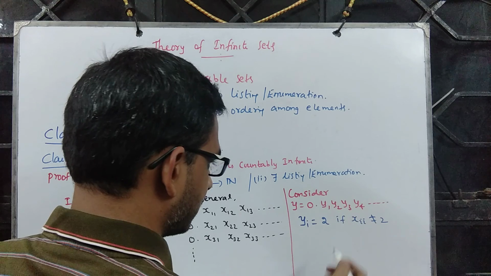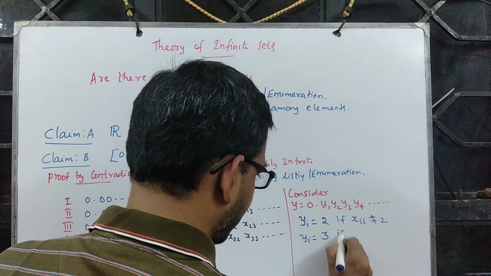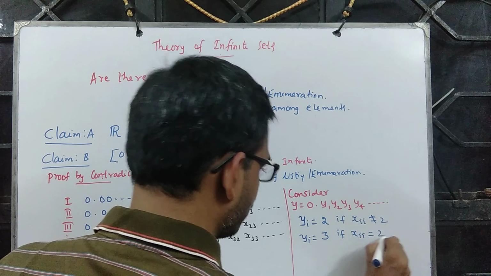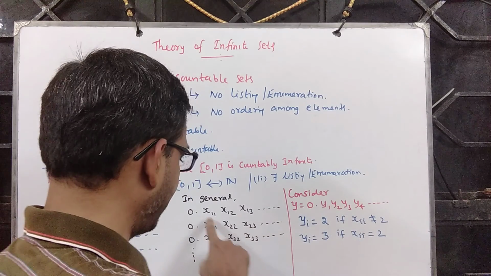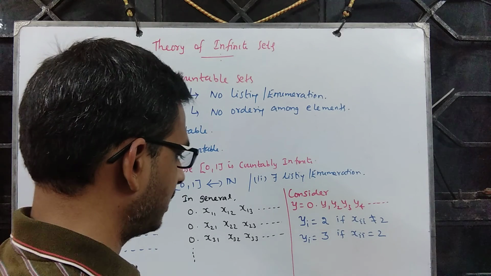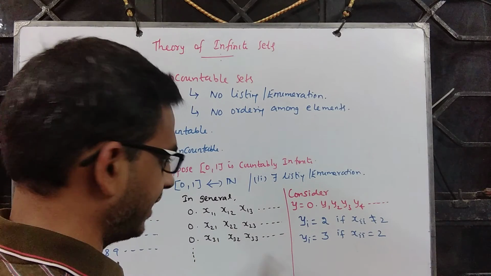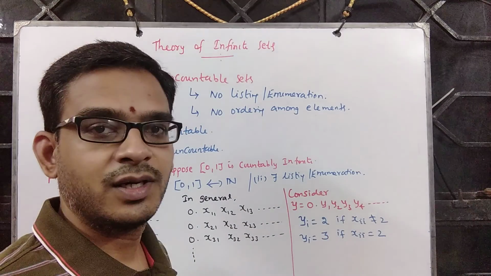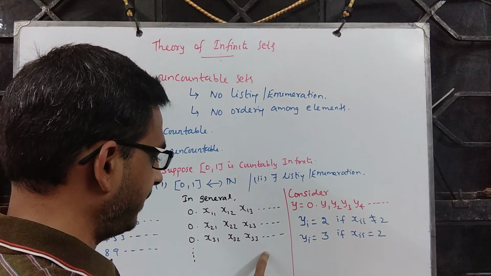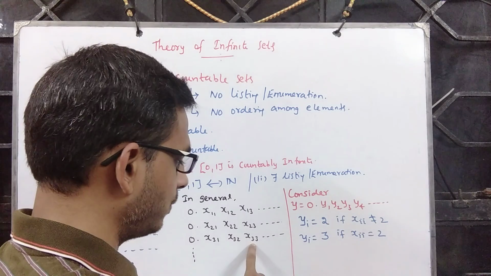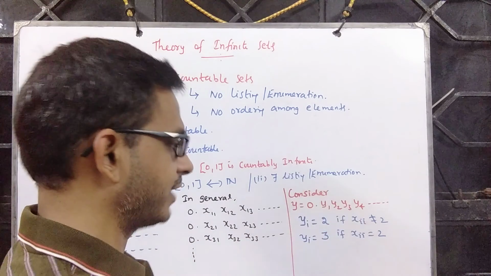Suppose look at x66. If it turns out to be 2, then what you do? yi is say 3 if xii is 2. So I am saying if the value present at xii, look at the diagonal elements, and now I am constructing an element y using these diagonal elements. Fine. So the way the construction goes is like this. Look at the diagonal element. If the value is 2, then yi takes 3. If the value is other than 2, then yi takes 2.